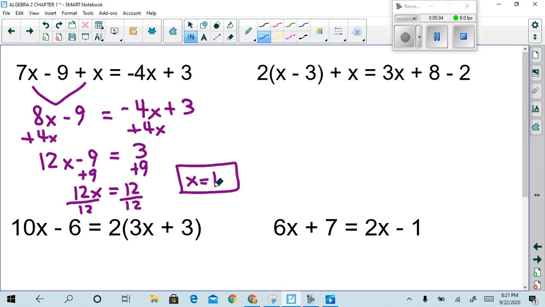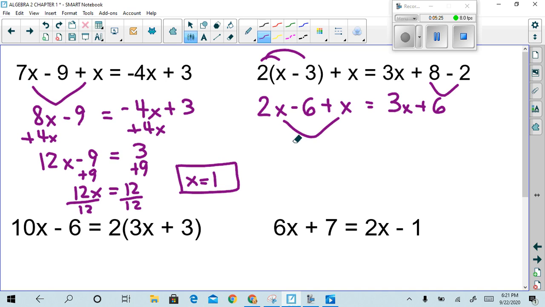Some of them have several steps. This one in particular, let's do a distribution. 2x minus 6 plus x. On this side, we'll have 3x plus 6. Again, combined like terms and a distribution. But wait, there are still like terms. Let's add the x to the 2x.